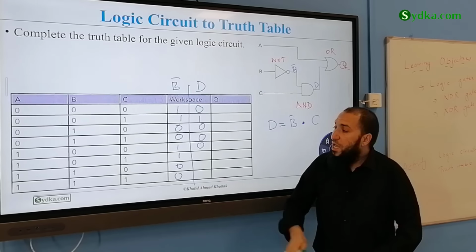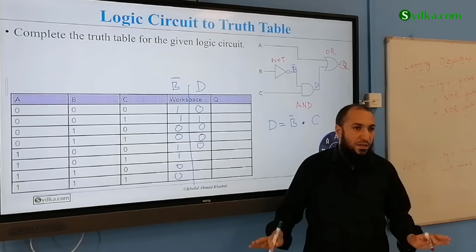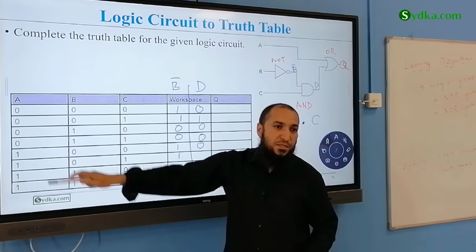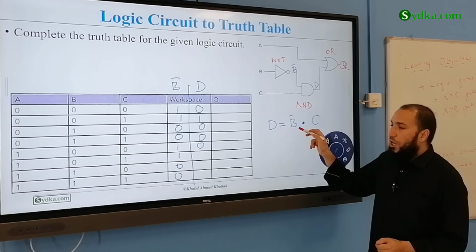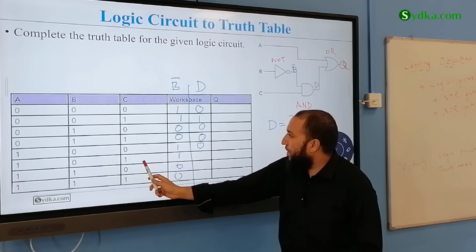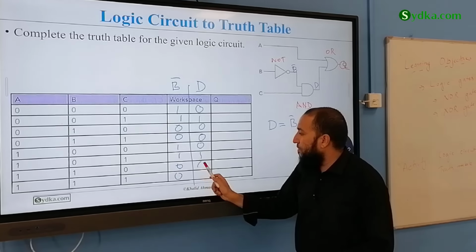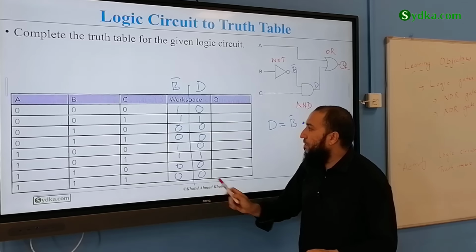What I just said now, from the beginning we could do that. From here to there, we can put 1. It's fine. But from here to there we don't know yet. D is equal to not B dot C. So we have C, which is 1, 1 is going to give us 1, 0 0 is going to give us 0, 1 0 is going to give us 0.